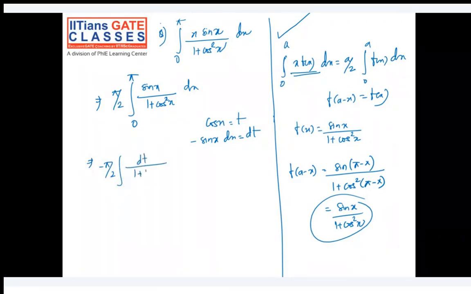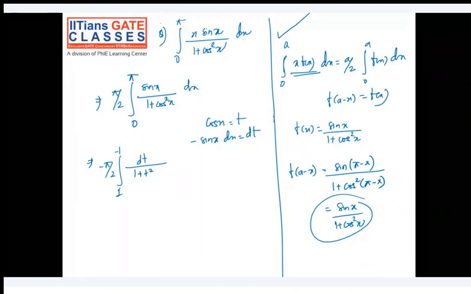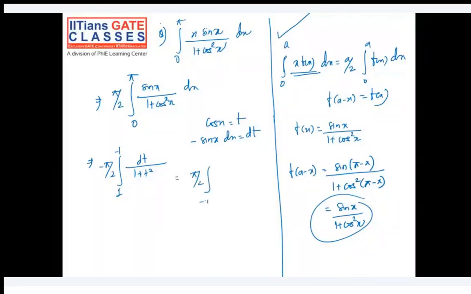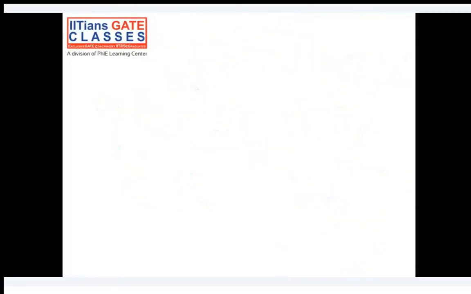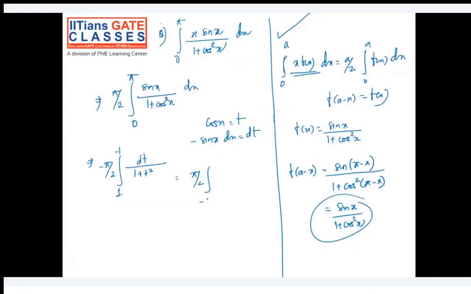And what is the limit? When x is 0, t has to be 1 because cos 0 is 1. And what is pi? Cos of pi is minus 1. So plus 1 to minus 1 is the limit. And you can also write it as pi by 2. Five by 4, sir, answer? Yes. No, it's pi square by 4, if you just check it. Yeah, pi square by 4, sir. Yeah, correct. Yes, correct. Minus 1 to 1, 1 upon 1 plus t square dt.